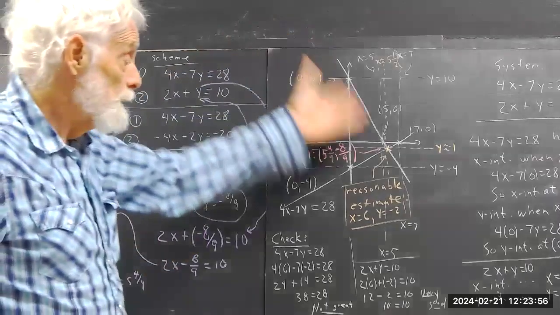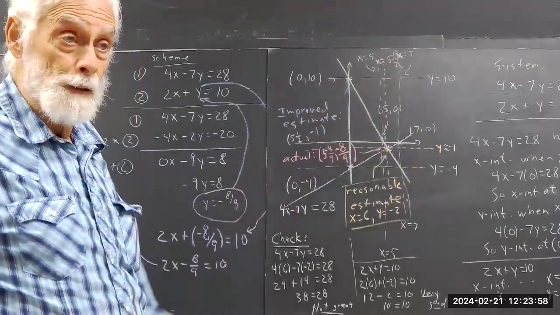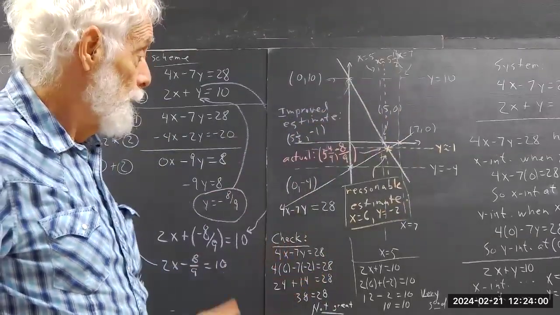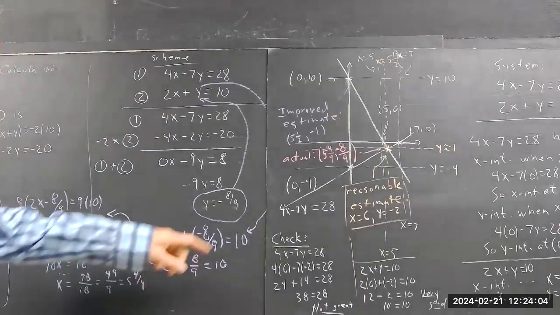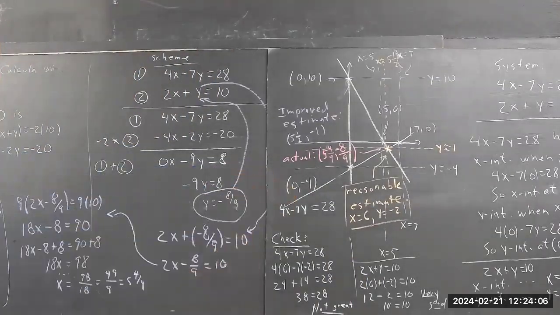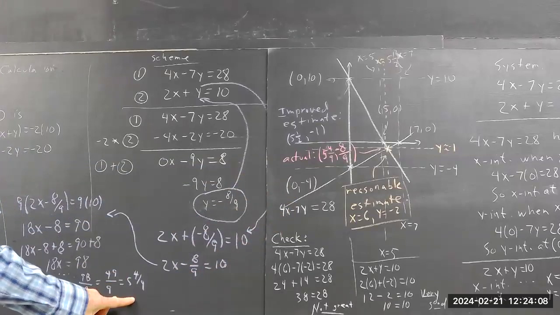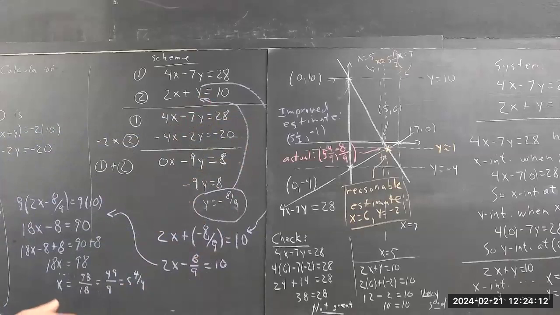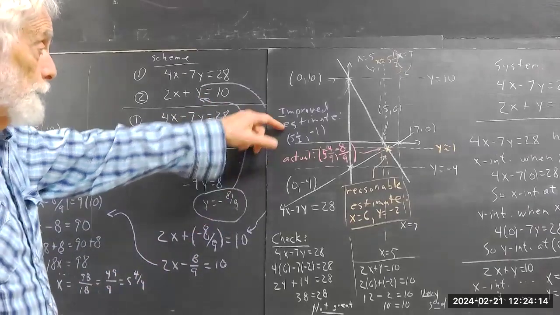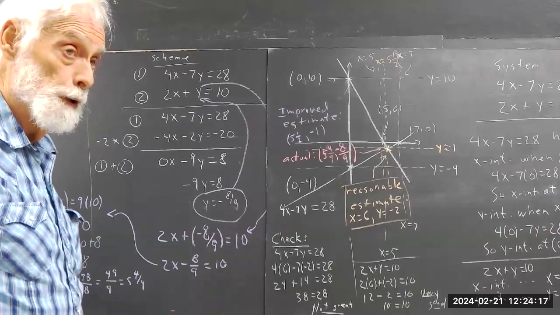First, we will sketch a graph and come up with a reasonable estimate. If we stuck with the estimate 6, negative 2, well, negative 8 ninths isn't that far from negative 2, and 6 isn't all that far from 5 and 4 ninths, right? That's not a bad estimate. We improved it a little bit, and actually, by luck, we got pretty close.